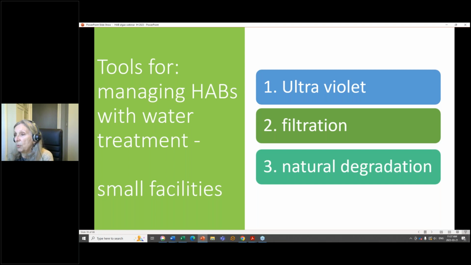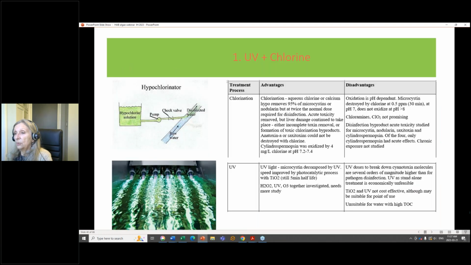So these are probably more appropriate or more likely to be in use in small facilities. So chlorination provides some benefit. Generally speaking, the dose to break down microcystins with chlorine is about double the normal dose for disinfection. So it does set you at greater risk for harmful disinfection byproducts. It doesn't break down every type of cyanotoxin, and it doesn't break down even the microcystins across a broad range of pHs. So some protection is possible with chlorination.